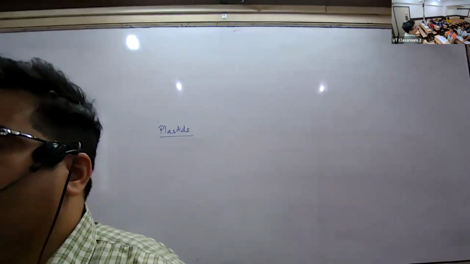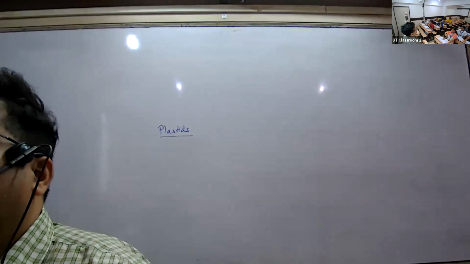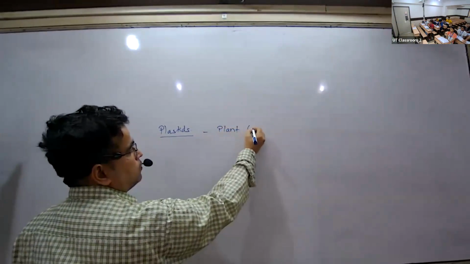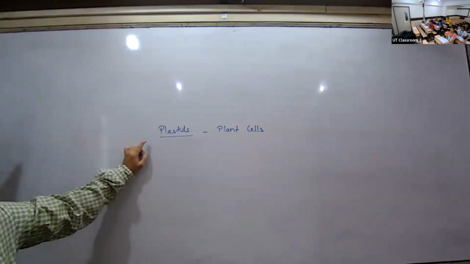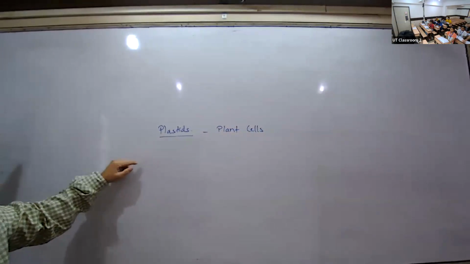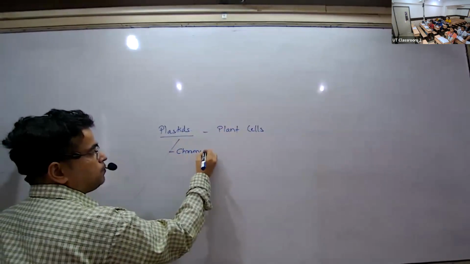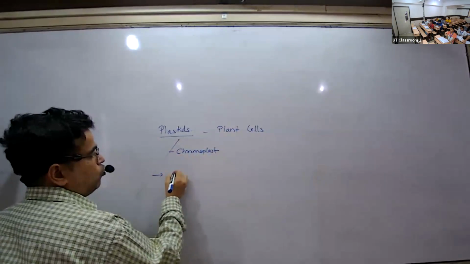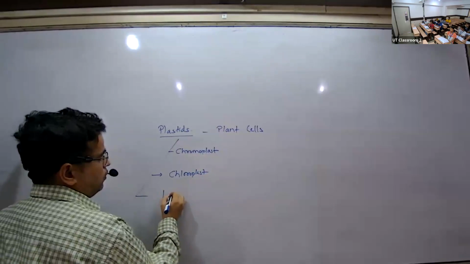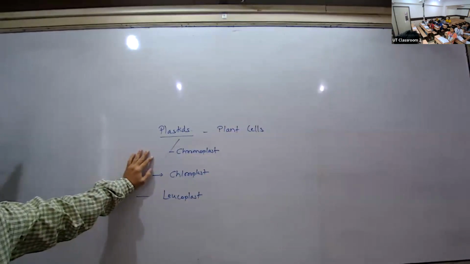Plastids. Now, the moment I say plastids, these are the organelles exclusively present in the plant cells. Plastids are only found in plant cells. Now, what is the function of plastids? Basically, they are storage in function. They store different types of pigments. Based upon the pigment stored, there are three types: chromoplast, chloroplast, and leucoplast.